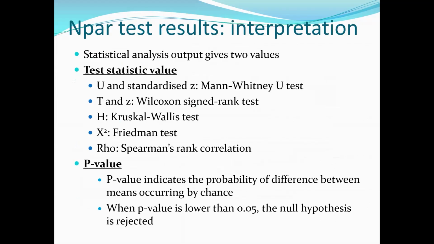Interpretation is the same, based on the p-value. The p-value indicates the probability of the difference between the means occurring by chance. When the p-value is less than 0.05, then the null hypothesis is rejected. Interpretation again is the same, depending upon the p-value.